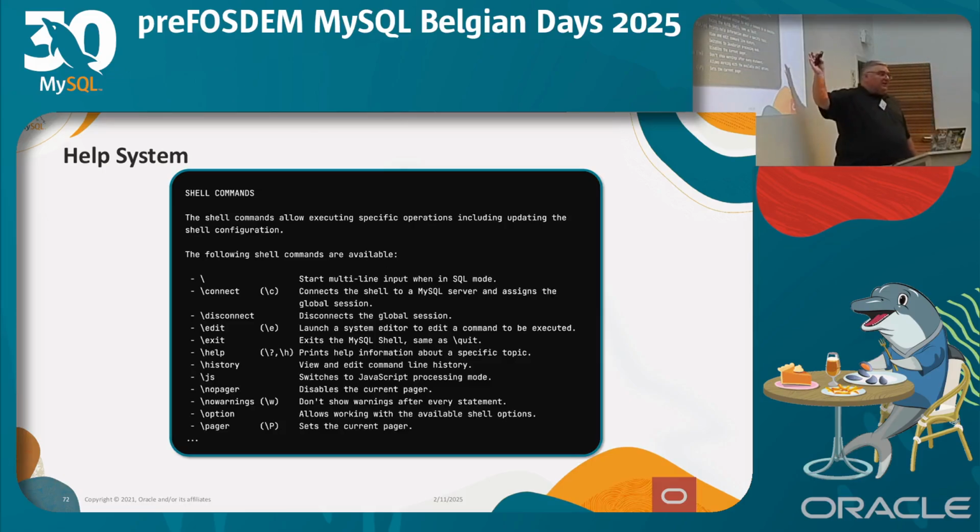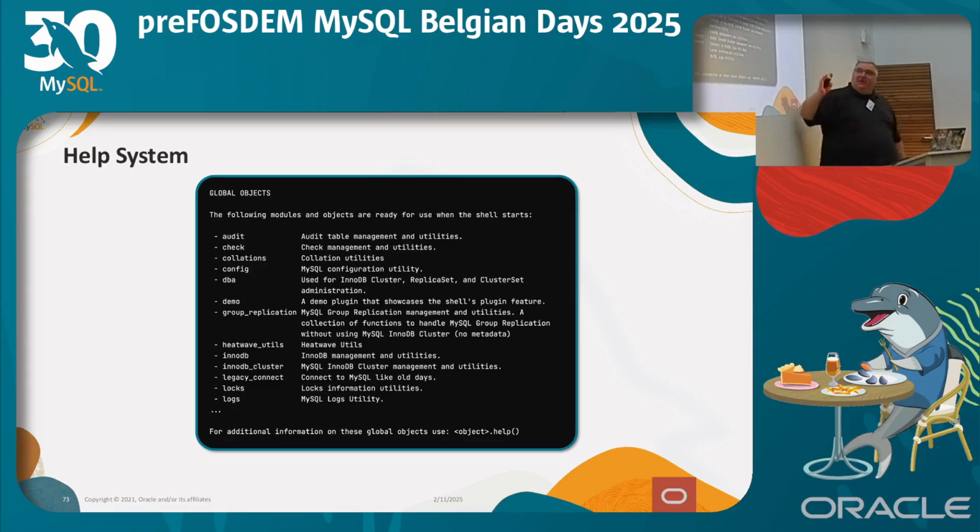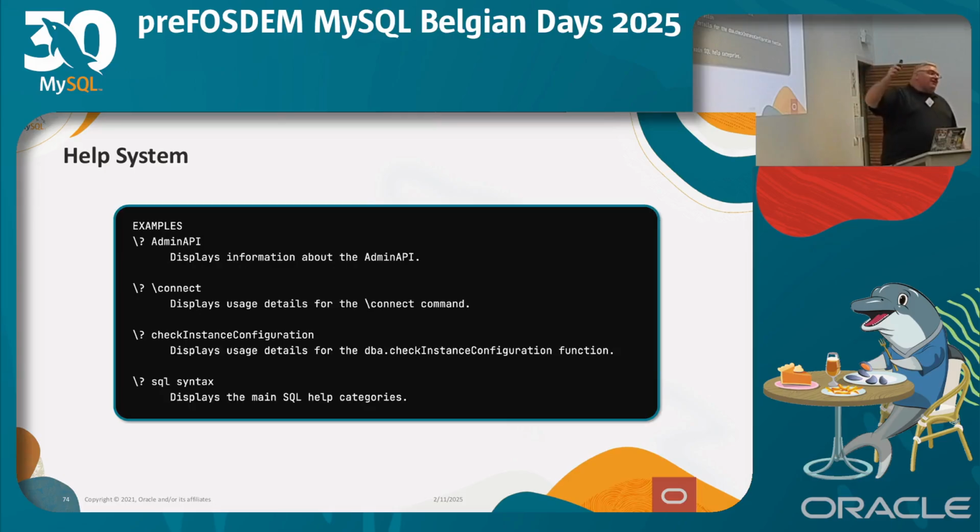It gives you information about the shell commands, and notice the 3 dots on the bottom. I cut that off because there's too much information there. You can get help about the global objects. Again, note the 3 dots, too much information to include on one slide. And then the last thing it does is it gives you examples of what you could try.